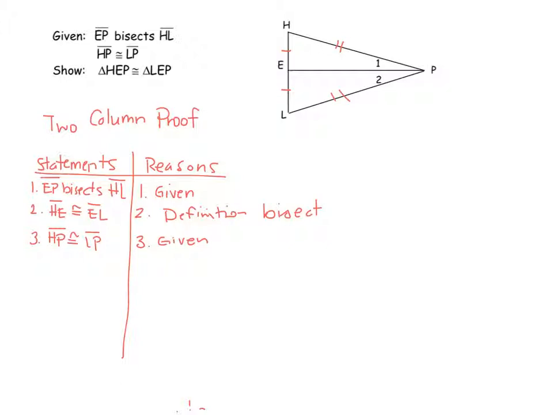So I need a third thing here in order to prove that my 2 triangles are congruent. I notice that I have a shared side right there, EP. So I'm going to add as my next step that EP is congruent to EP. And I'm going to write as my reason, shared side.